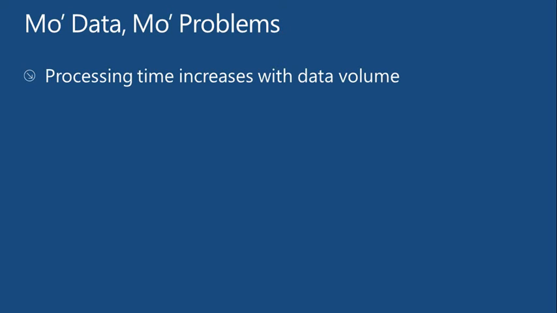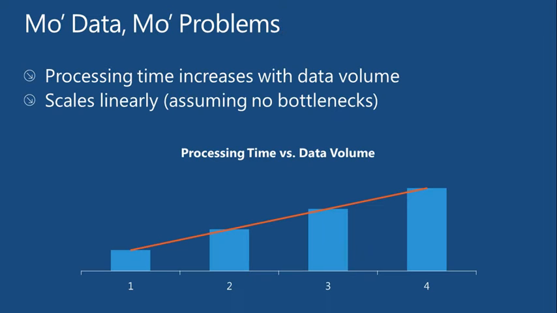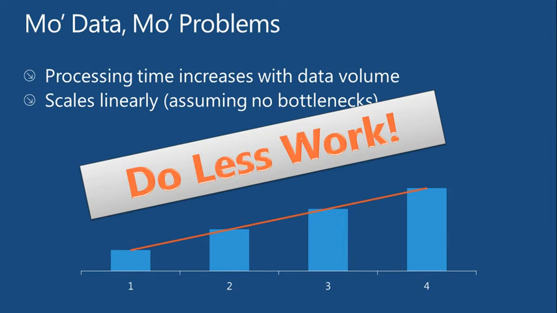So basically, your processing time increases with the data volume, right? And it usually scales linearly. If it takes you an hour to move a pound of data, it's going to take you 2 hours to move 2 pounds of data, assuming there's no bottlenecks. If there's different bottlenecks, then your scale goes all wacky. But assuming there's no bottlenecks, twice the amount of data is going to take you twice the amount of time. So the reverse of that is true as well. If you can cut your data in half, you've doubled your performance. Okay? So the solution to this is you want to do less work.